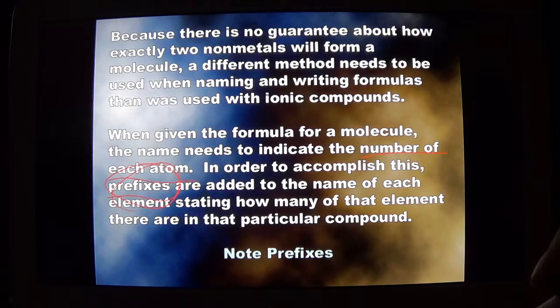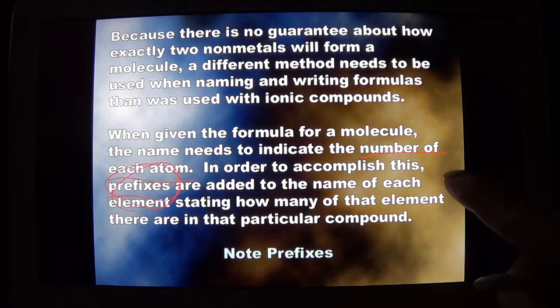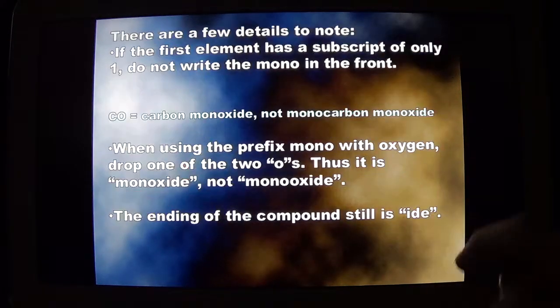So you're going to want to be sure that you know the prefixes for the numbers. They have been given to you in many places. Mono, di, tri, penta, hepta, octa, nona, deca. Should be very similar to what you've learned in math class.